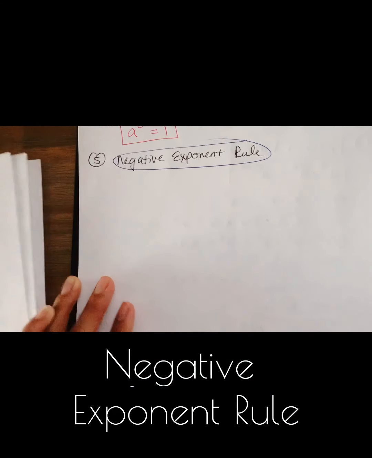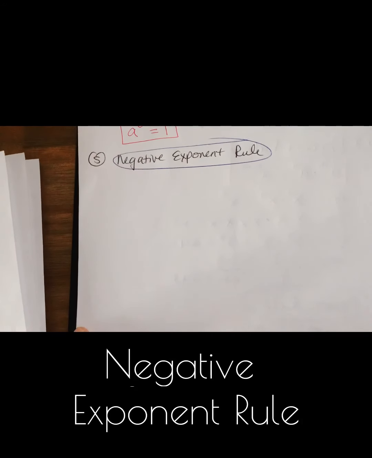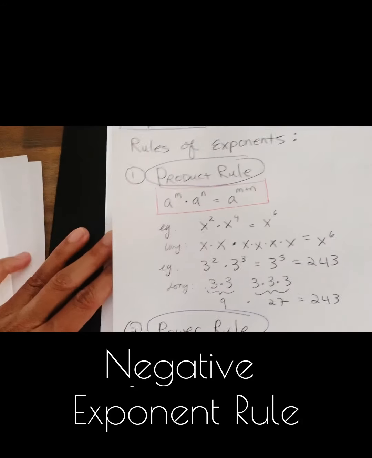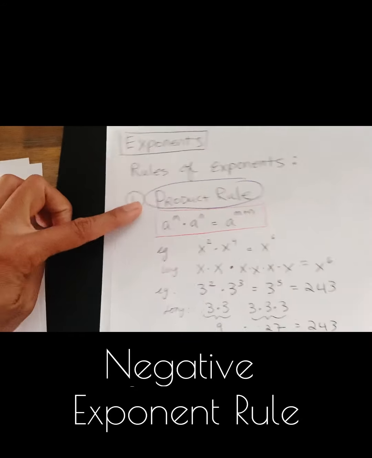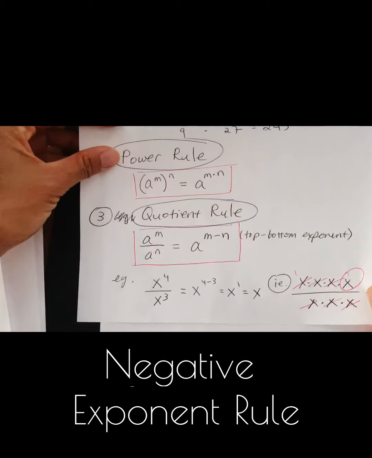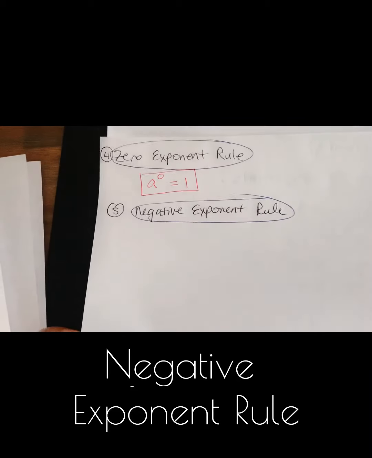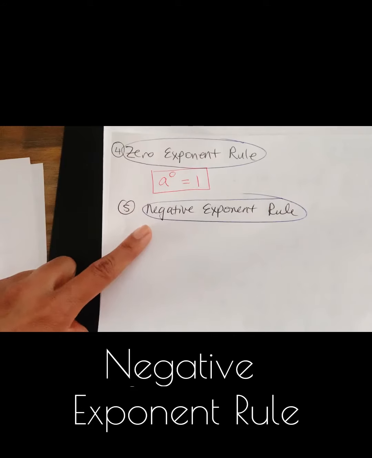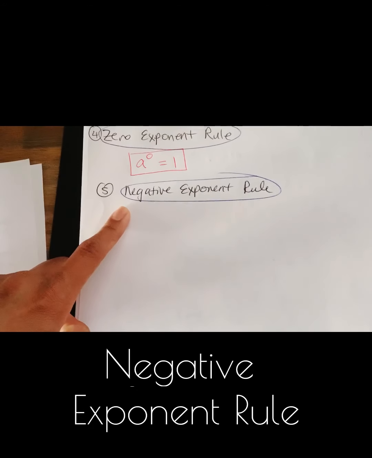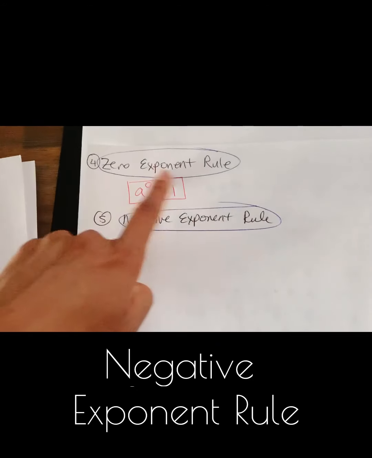Last but not least is the negative exponent rule. So we've gone through four rules already of exponents: product rule, power rule, quotient rule, and the zero exponent rule. Last but not least is the negative exponent rule.